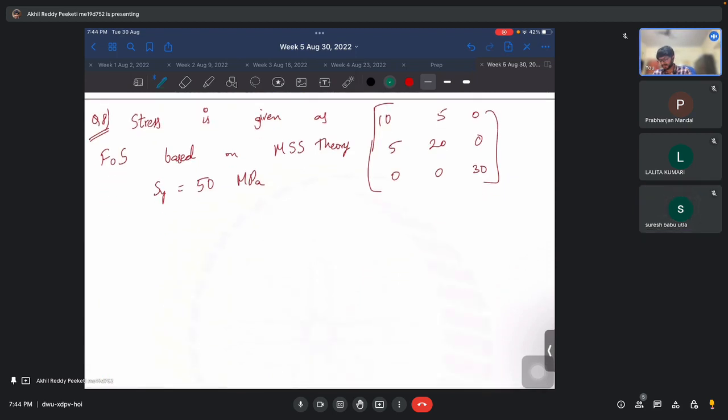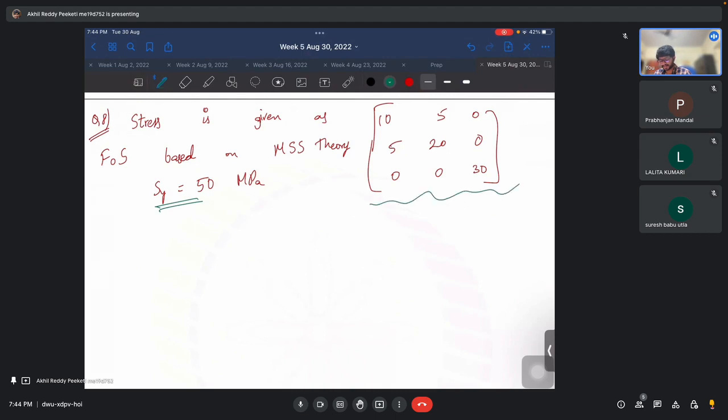So yeah, next question. A stress state is given, and we have also been given the yield strength. So we need to find the factor of safety based on the maximum shear stress theory. So how can we do this here? Can anyone tell me the easiest way?